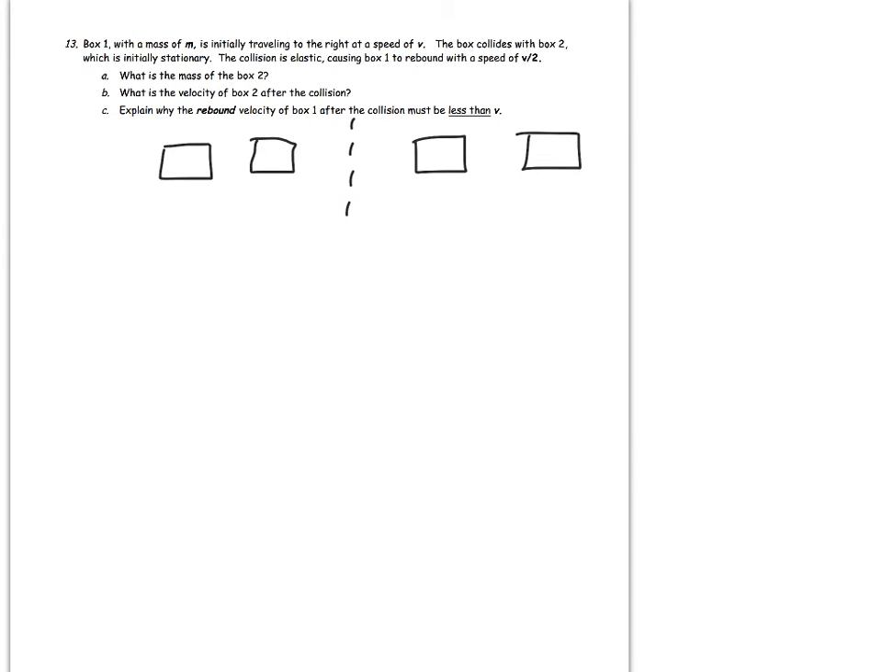For this next one, we have box 1 here, which has a mass of m and is initially traveling to the right at a speed of v. It's going to collide with box 2, which has some unknown mass, so I'm just going to call it m2, and is initially at rest here. After the collision, we know that box 1, the one with a mass of m, rebounds at a speed of v over 2, and box 2 then is going to start moving, but we don't know the velocity of box 2 afterwards. So we want to find the mass and velocity of box 2 after the collision.